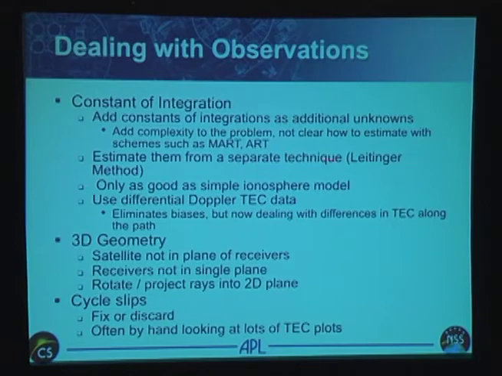You can estimate them from a separate technique. The multi-station Leitinger method is one of them that's been used in two-dimensional tomography for years. The limitation of that is now you're going to assume a simple model of the ionosphere to try to estimate these constants, and that may or may not be a good method.